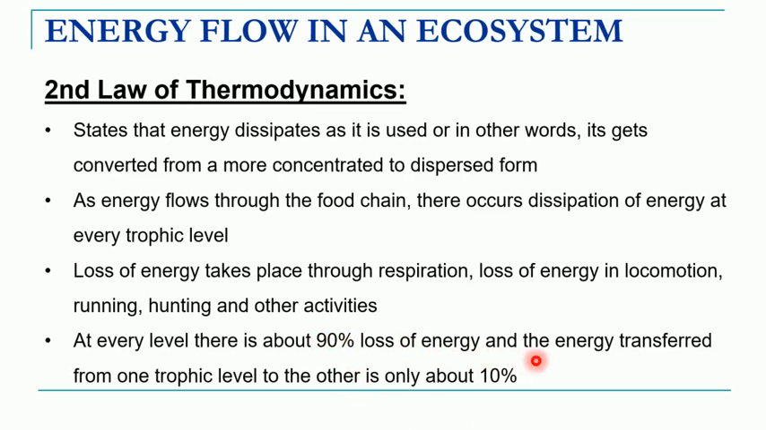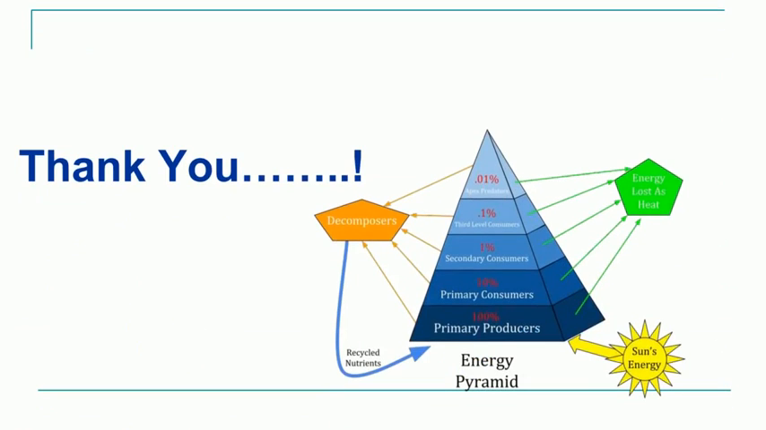So 90% energy is lost and only 10% energy is transferred to the next trophic level. In this pyramid we can see this 100% to 10%. From primary consumers only 10% of 10% is 1%. Now 10% of 1% is 0.1% and 10% of 0.1% is 0.01%. So from the producers to the top carnivores, only 10% of energy is transferred at each level.